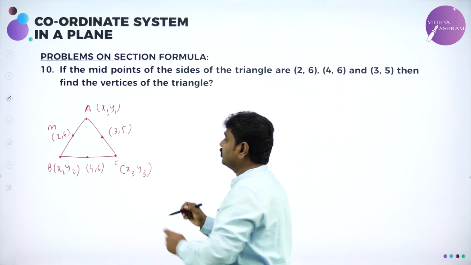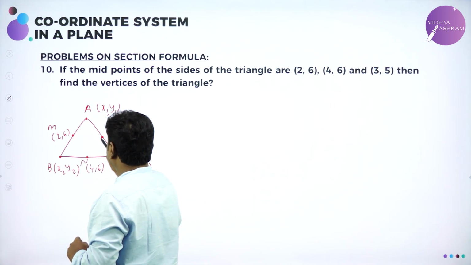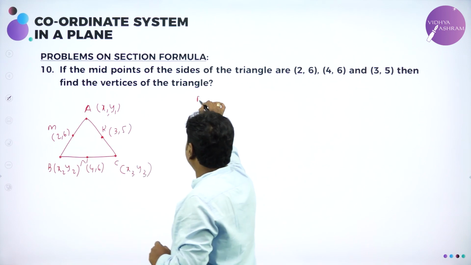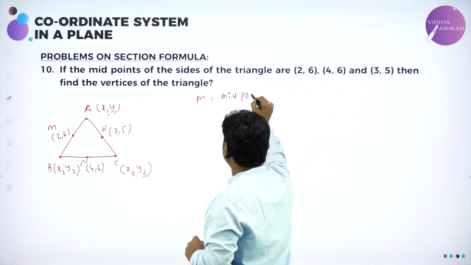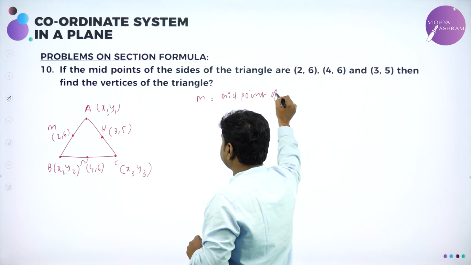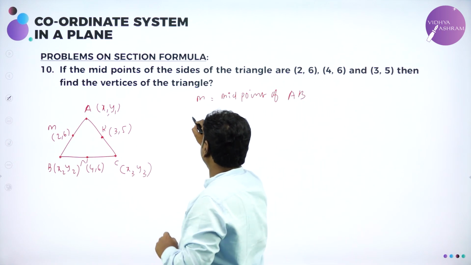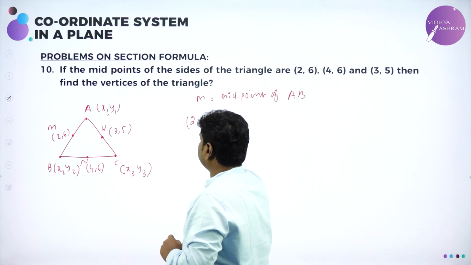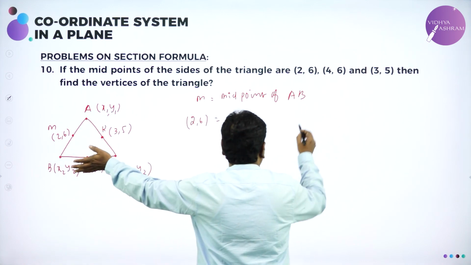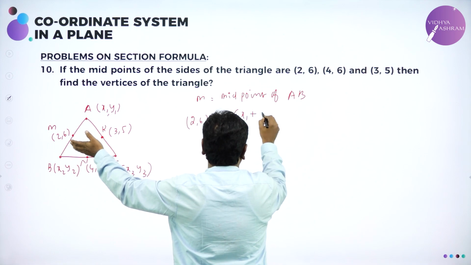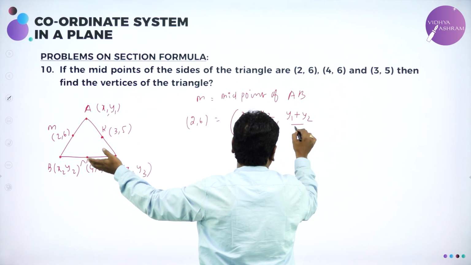So now use the midpoint formula. From the diagram, we name them M, N, R. M is the midpoint of AB. So M value, they have given M value 2, 6. And midpoint for these two. What is the midpoint formula? x1 plus x2 by 2, y1 plus y2 by 2. Here the same: x1 plus x2 by 2, comma y1 plus y2 by 2.